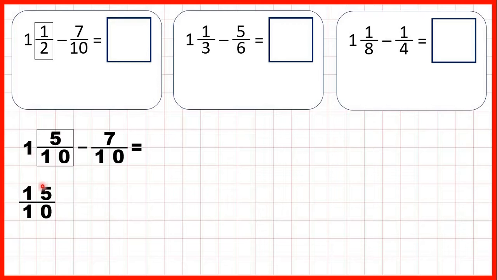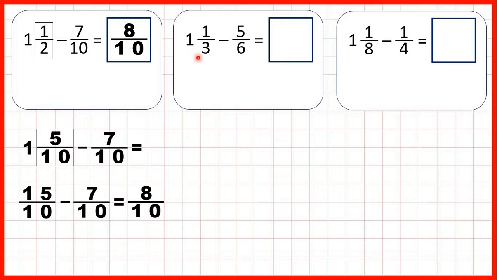That's 15/10, because 1 times 10 is 10, plus 5 is 15, and the denominator stays the same. So now we can subtract 7/10. The denominator stays the same in our answer, and 15 minus 7 is 8. So our answer is 8/10.